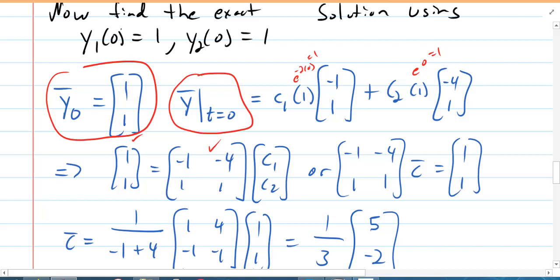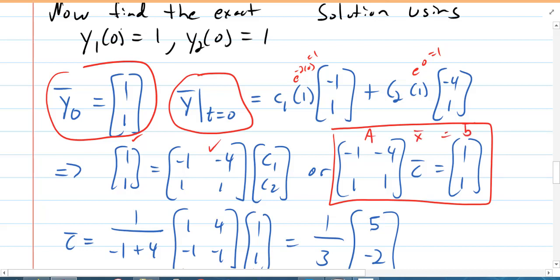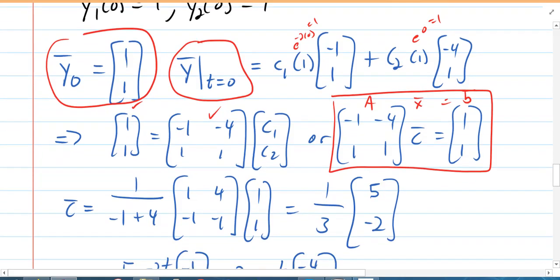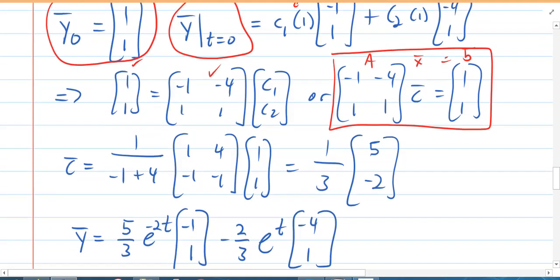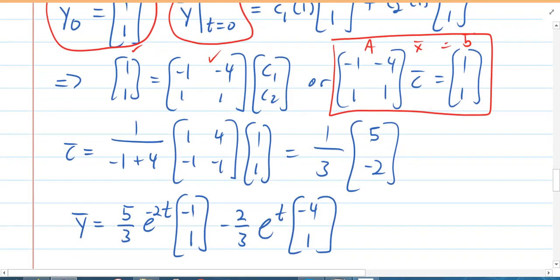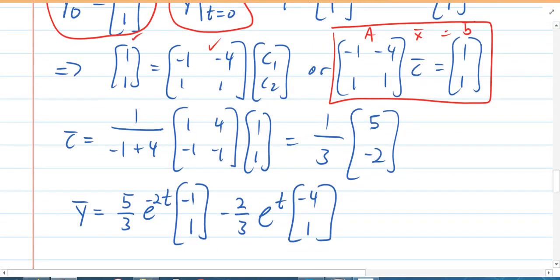Okay, and hey, look, I'm going to rearrange that. Hopefully you should be very excited. This is Ax equals b, and we get to use linear algebra to solve this as well. I'm just going to solve for c bar by using the inverse of that matrix A there, and I'm going to get 5/3 and minus 2/3 for c1 and c2, and I'm going to go ahead and write them in here. Now I'm not going to run them through again, but if you wanted to find y1 and y2, you certainly could, the same way I did before.